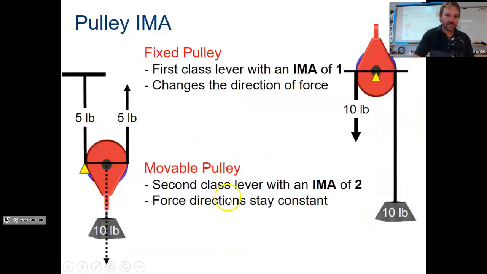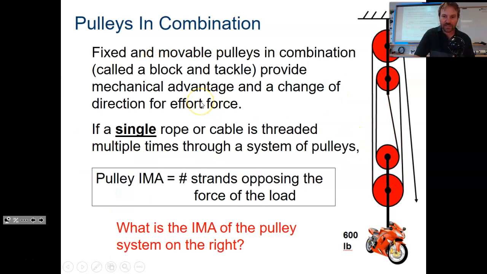Over here, this is 2 ropes. See how this rope and this rope both oppose the load, so this has an ideal mechanical advantage of 2 to 1. This one is not opposing that. It's not supporting it.